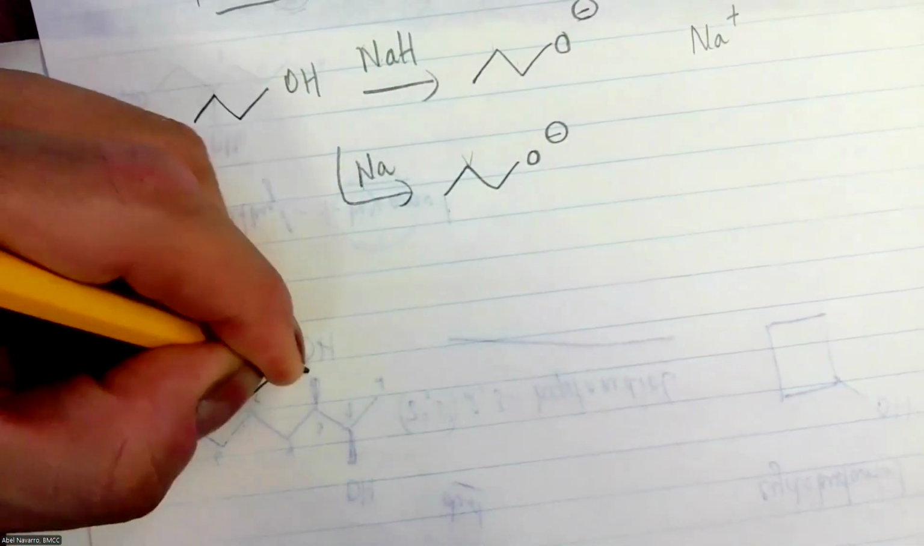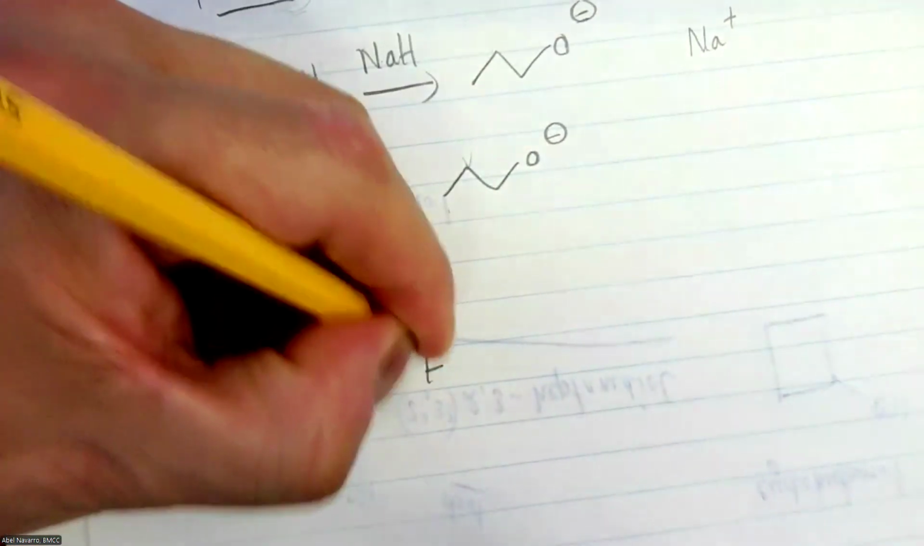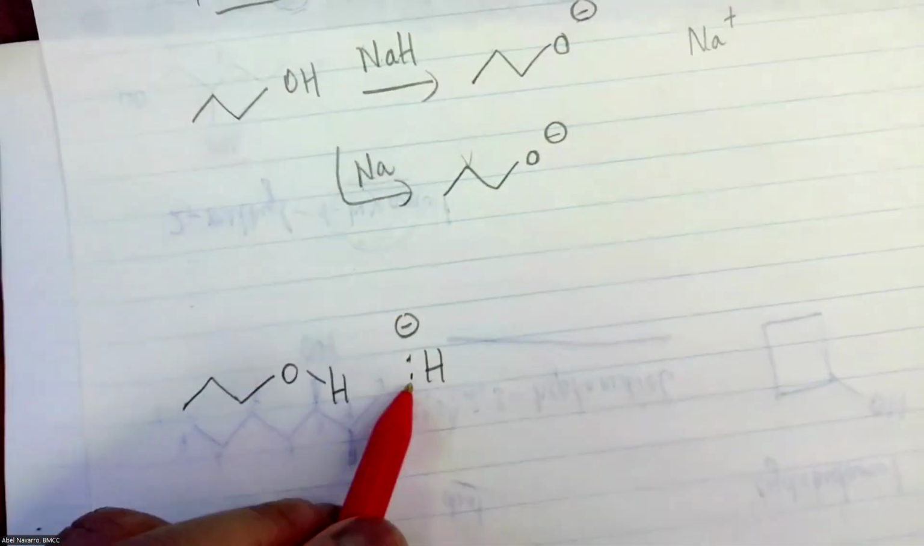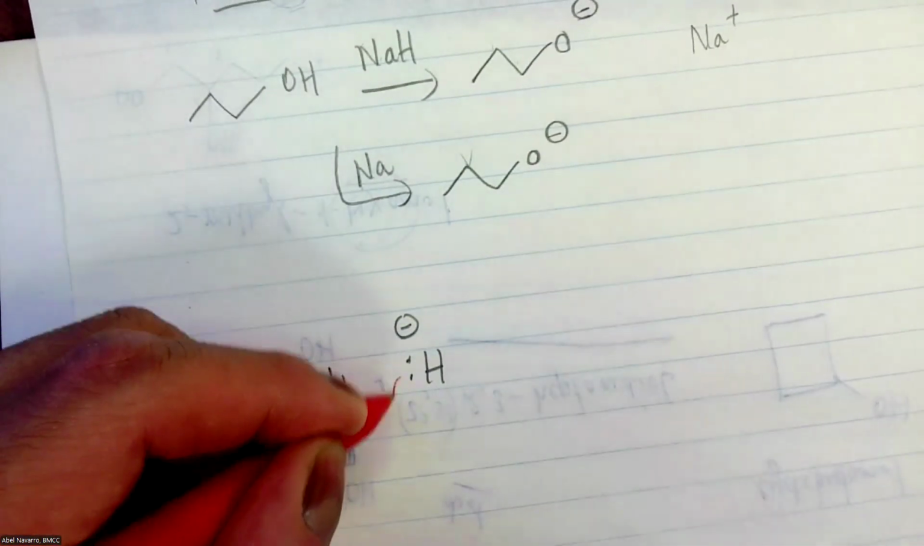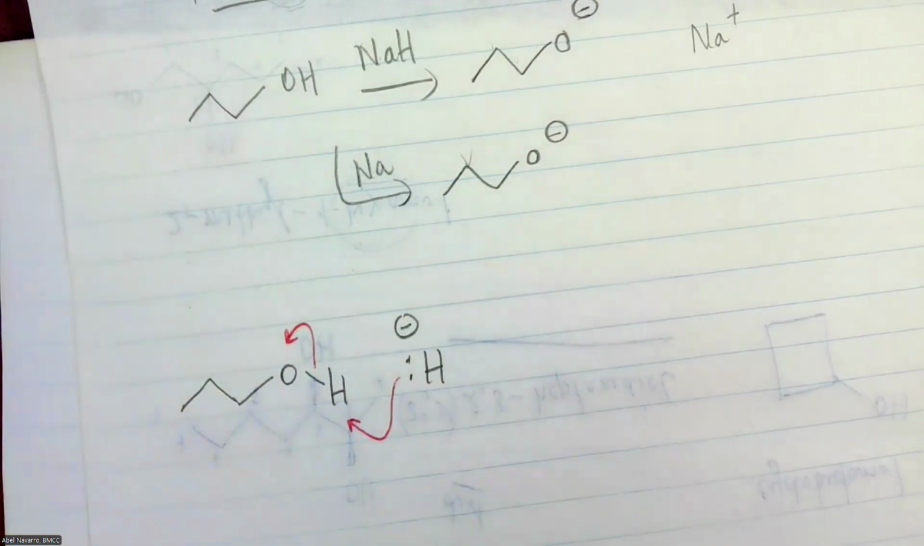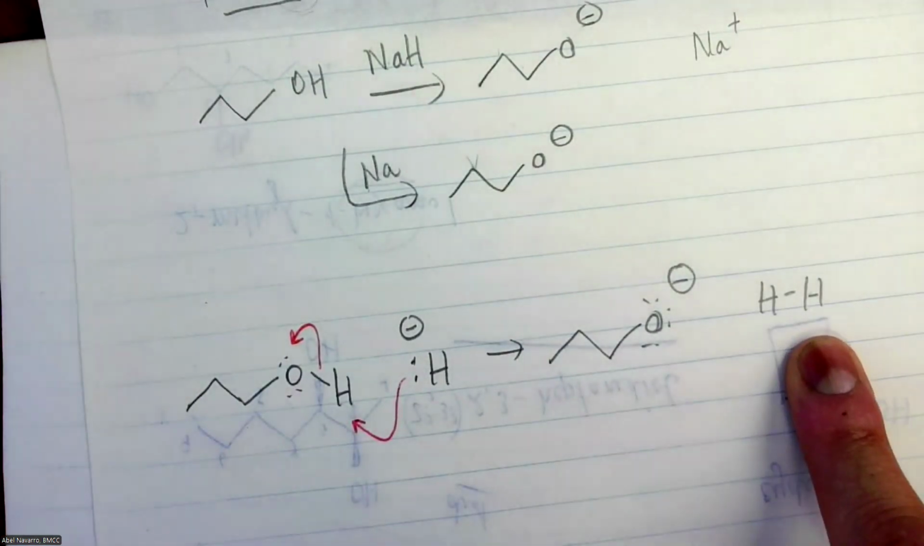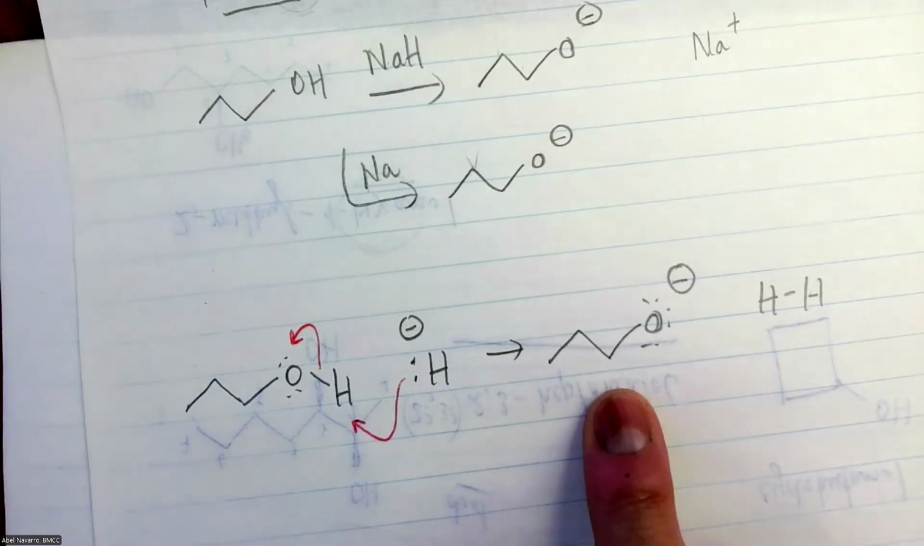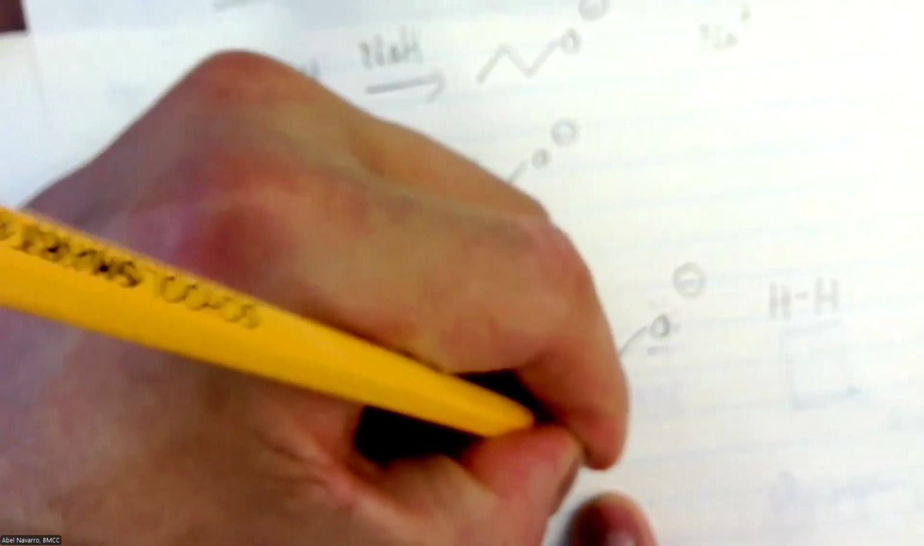And how does that happen? It happens like this. You want to know the mechanism, right? We don't need to know this mechanism, but the H minus attacks the hydrogen and the oxygen takes the electrons. So the result would be O minus and then H, which is H gas. That's why you get H2, hydrogen gas. So you got the ethoxide, and here it would be propoxide.